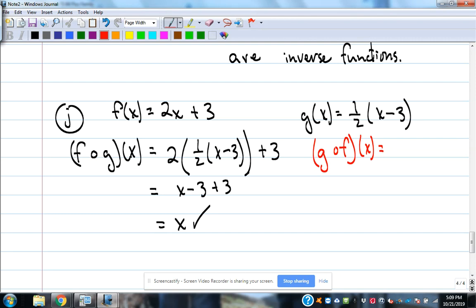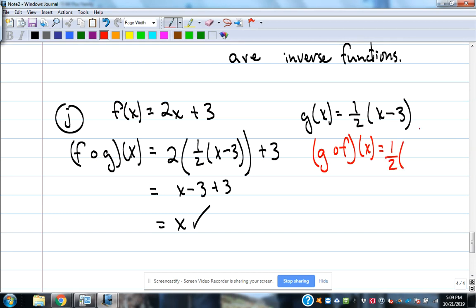If on a test they're asking you to verify that they're inverses of one another, you do it in this direction and get x, they're inverses. If you were asked to prove that things are inverses, you have to show both directions. But as far as the test goes, you don't really have to do both directions. I want to show you both directions here because you may find that one direction is easier than the other based on the problem. I think g composed with f is a little easier. It makes more sense to me anyway.